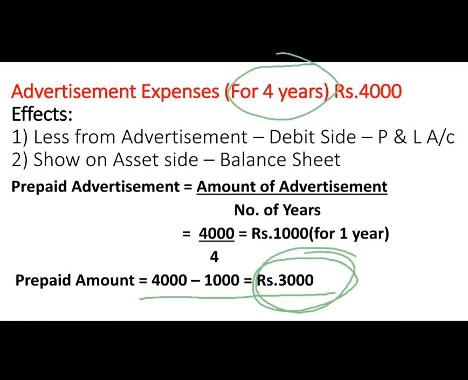Now what will be the two effects? The first, whatever prepaid amount will be there, it will be deducted from advertisement, that is the debit side of profit and loss account. And second, because it is prepaid, it will be shown on the asset side of the balance sheet. So I hope this point is clear. For advertisement expense, if in brackets it is given something like 4 years, or 2 years, 3 years, or 5 years, it means it is a hidden adjustment, and you have to find out the prepaid by doing the calculation.